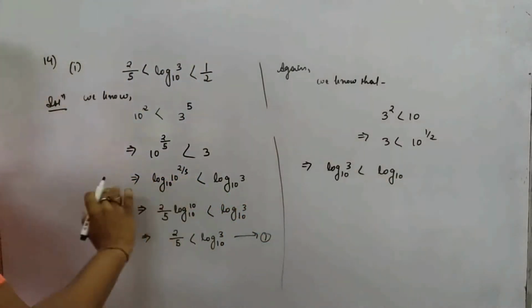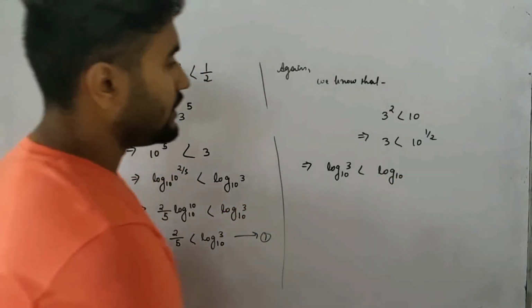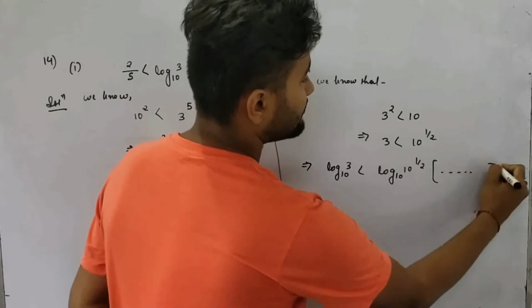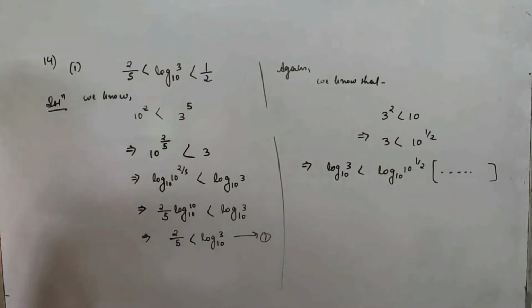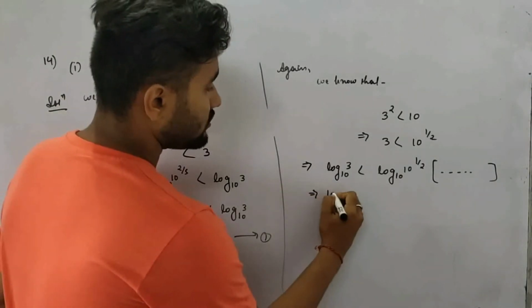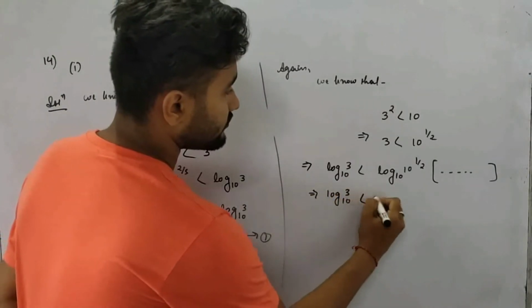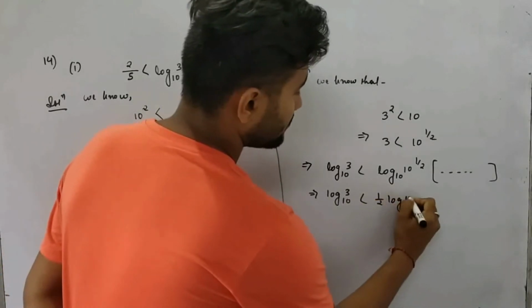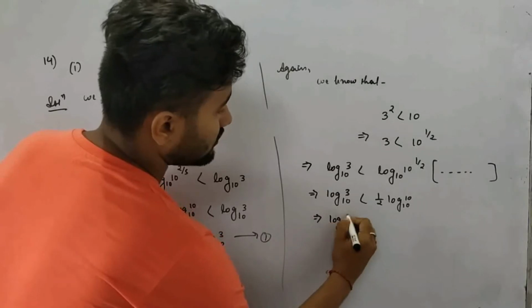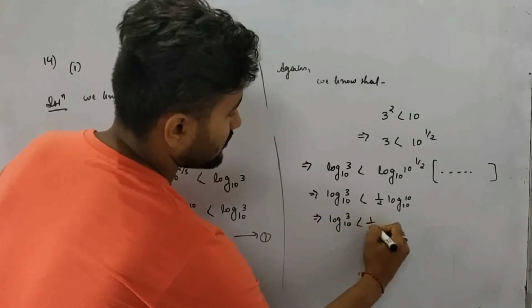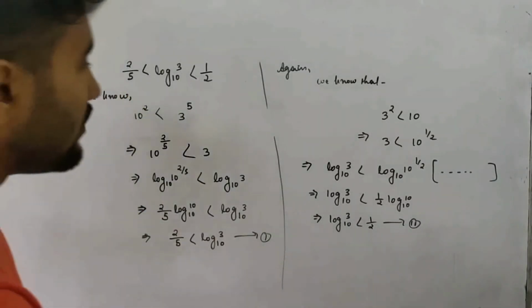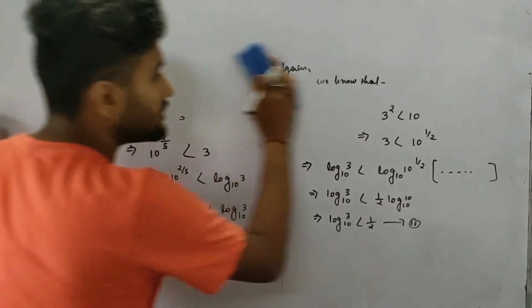Both sides bring log, okay, with base 10, then log 10 to the power 1 by 2. You write the same line, taking log with base 10 on both sides, so which implies log, this one, so which implies this is 2. This part also we have got. Now last, from 1 and 2 what we will write?